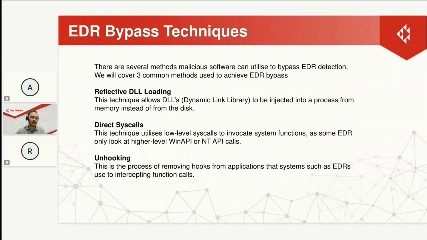It's basically the process of removing hooks placed on applications by systems such as EDRs to intercept function calls. So what happens here is EDRs, as endpoint detection, they place hooks onto various applications to inspect them and intercept function calls, making sure that nothing dangerous is happening. And in the process of unhooking, you're basically getting rid of that EDR's hook so they can't intercept the function calls.